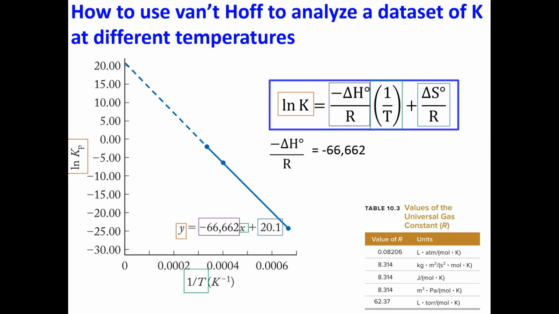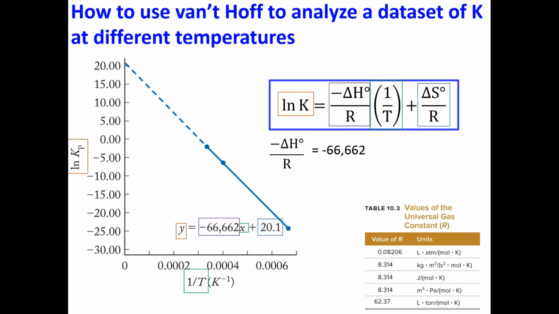And so negative 66,662 times 8.314 is going to give me negative 554,227. And now I just take that negative off because both sides are negative, so I'm going to multiply or divide by -1. And the value that I get is 554,227 joules per mole. And now you know why most delta H's are actually given in kilojoules per mole, because these are big numbers. So just be aware of the units there.